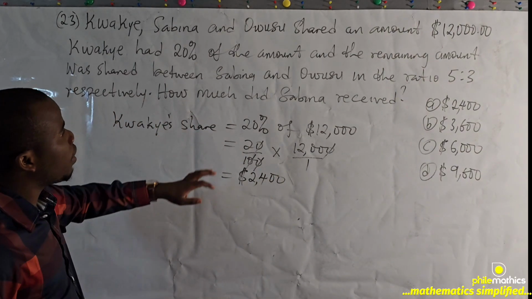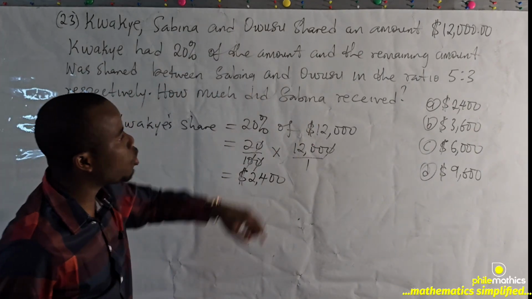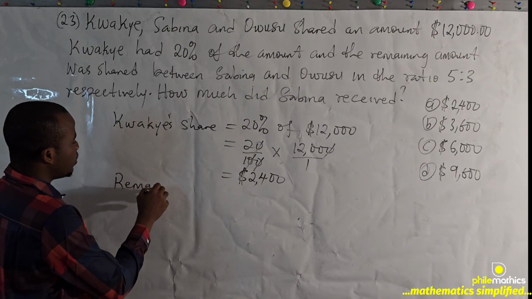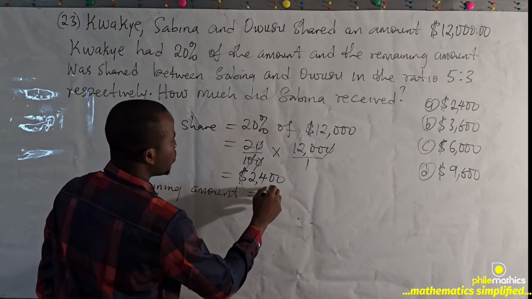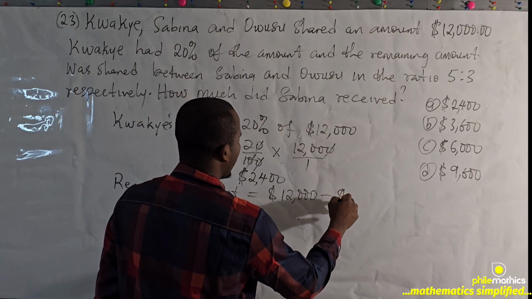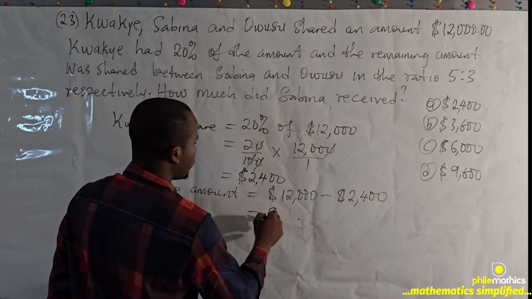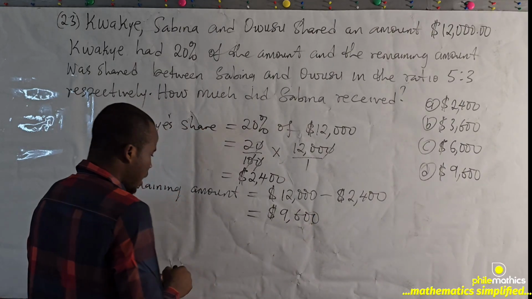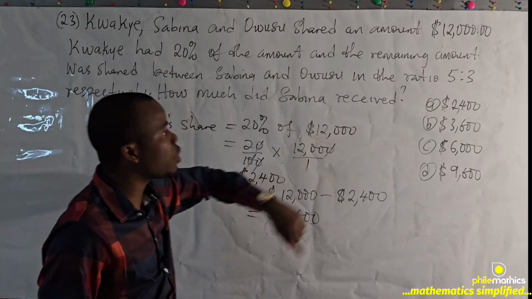Okay. And the remaining amount was shared between Sabina and Owusu. Let's get what the remaining amount will be. Remaining amount will be $12,000 minus Kwake's share. This will leave us with $9,600. And this was what was shared between Sabina and Owusu in the ratio of 5:3.